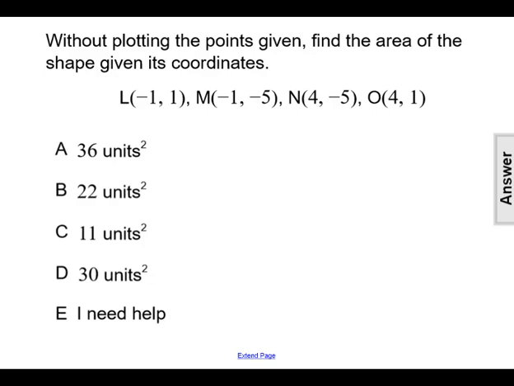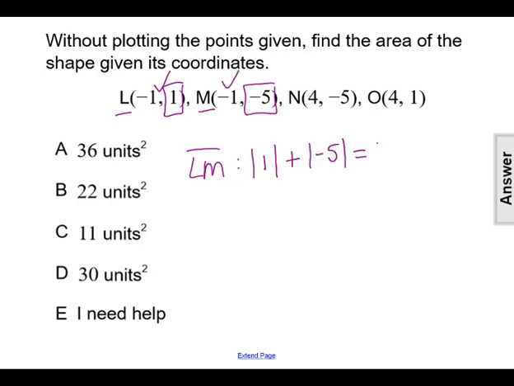So let's find first the distance between L and M, those 2 points, because that will give us the segment length of LM. So that is going to be looking at the y values because the x values are the same. So the y values of 1 and negative 5 have opposite signs, so we're going to add their absolute values to find the distance. So we'll do the absolute value of 1 plus the absolute value of negative 5, which is 1 plus 5, so that gives us a side length of 6.